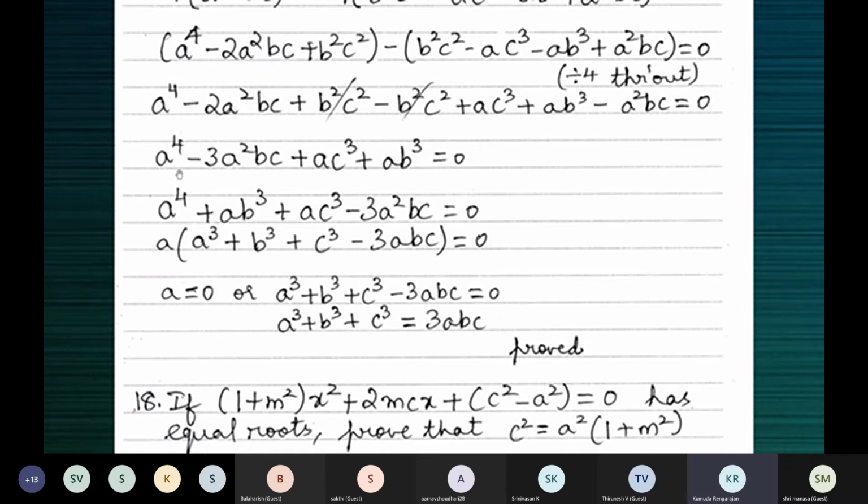After simplifying, we have four terms. I've arranged the terms. Without arranging also you can get the result. It's not important to arrange. You can simply take out a common here. But taking out common is important. Take out a common. So this will become a cubed, this will become minus 3abc, and this will be c cubed.